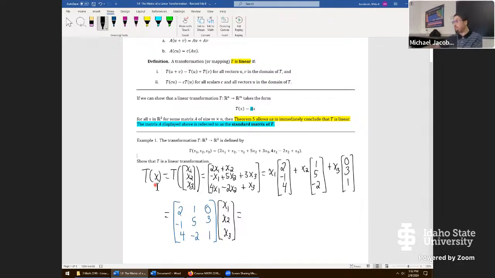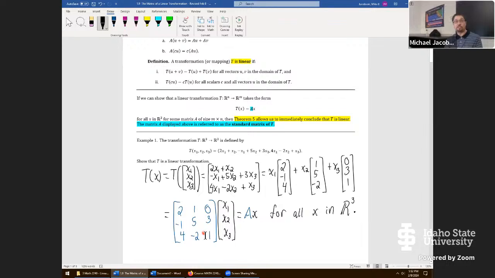At this stage, we just showed that T of x works for all x. We didn't use a specific example. We worked perfectly arbitrarily. x1, x2, x3 are unspecified, but all of it emerges as A times x, where x is x1, x2, x3, and this works for all x in R3. That means we're done, folks. We just showed that T is linear, and we did even more. We found the standard matrix of T.